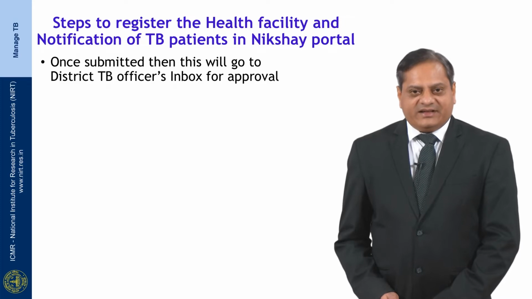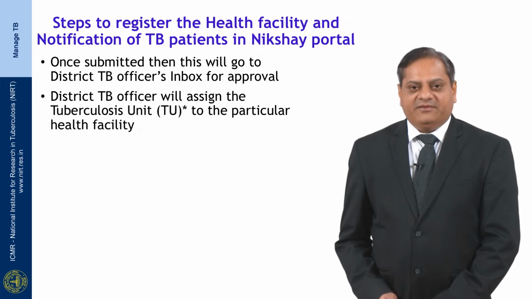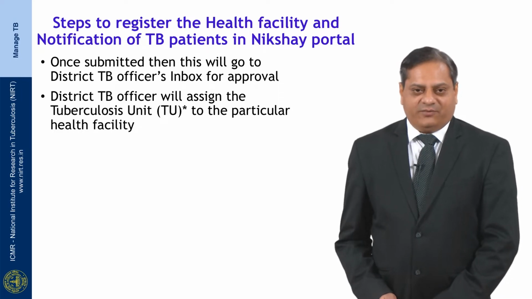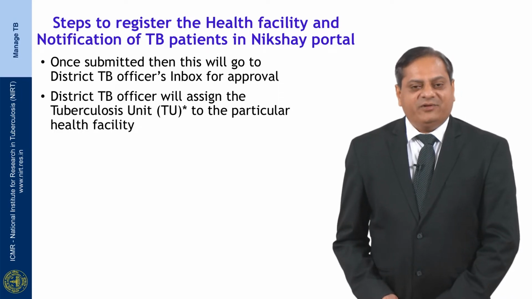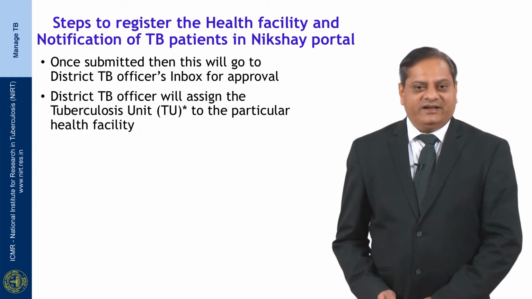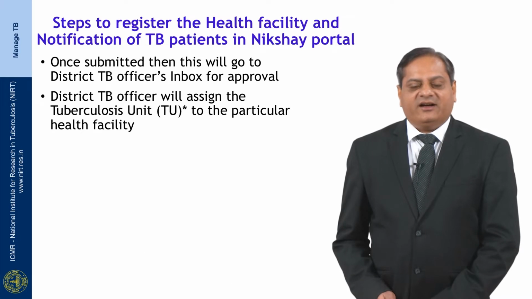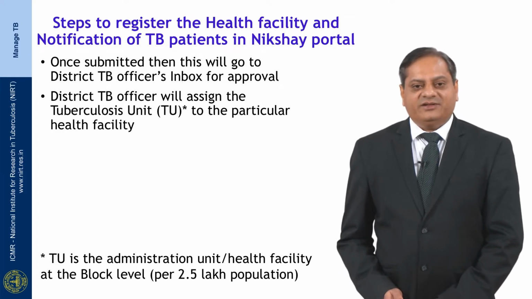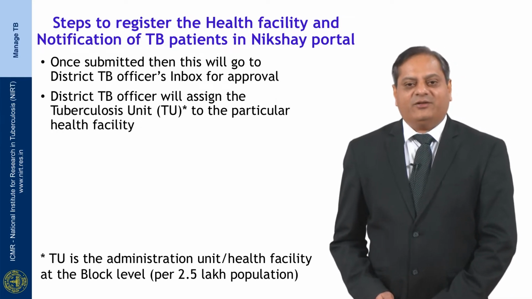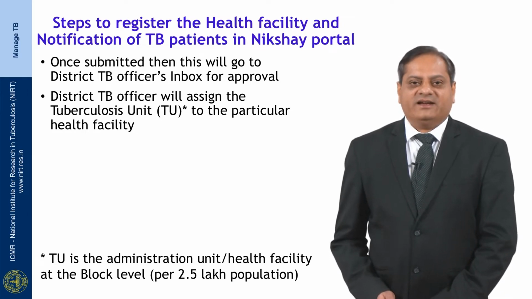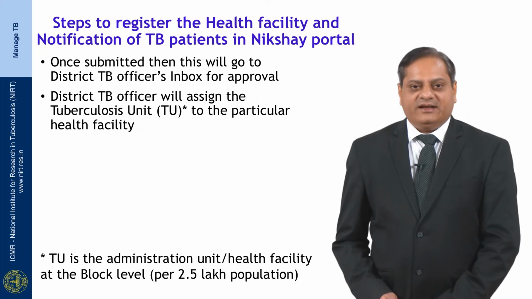So, after registration there is one formality. Once it is submitted, it will go to the district TB officer's inbox for approval. The district TB officer will assign the tuberculosis unit. This is one small step that is added to facilitate time to time support from the district TB officer through the tuberculosis unit. The tuberculosis unit is an administration unit or a health facility, usually at the block level, on an average at 2 to 3 lakh population in the country.